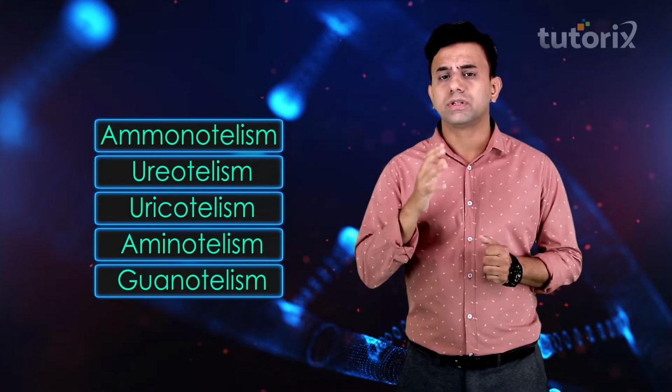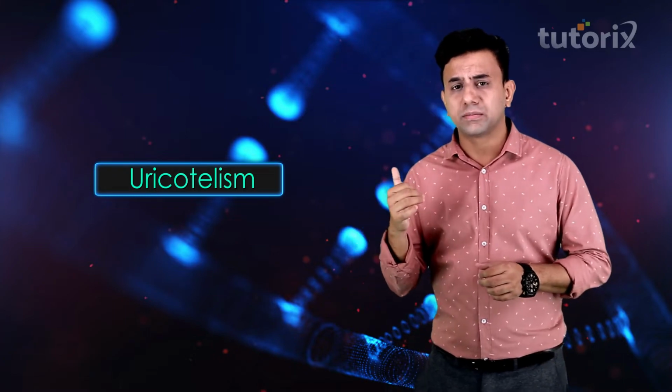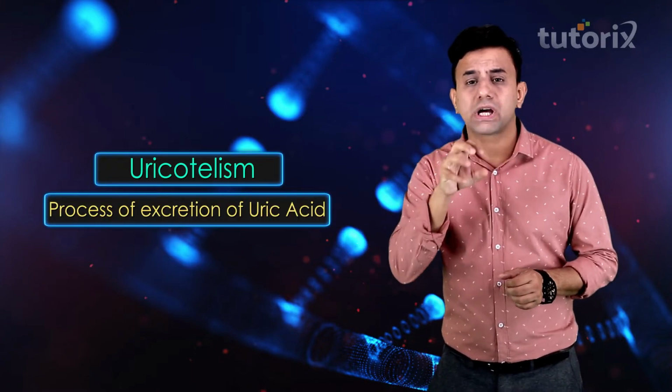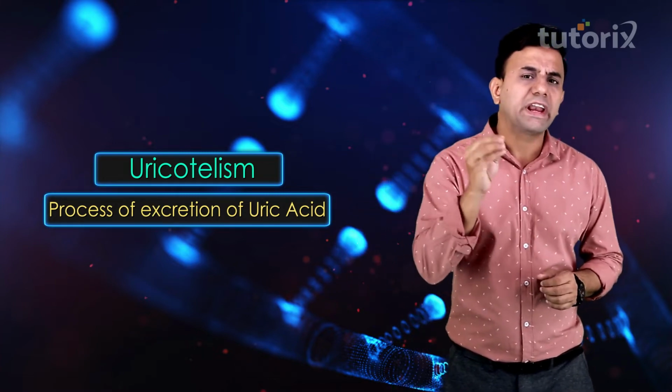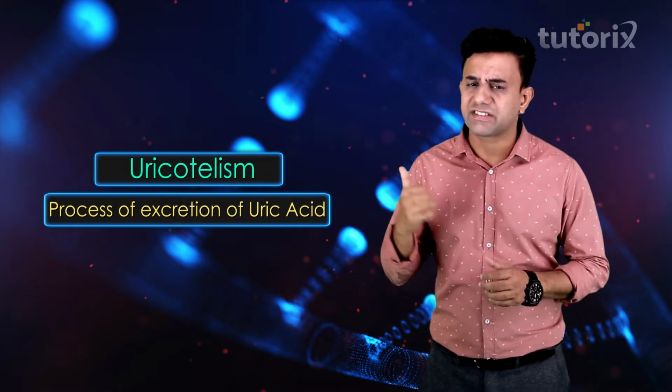So friends, we have understood two types of excretion, one ammonotelism and the other ureotelism. Let's now talk about the third type of excretion, that is uricotelism. Now, as the word says, in uricotelism the main excretory product is uric acid. Let me tell you some very important things about this uric acid.